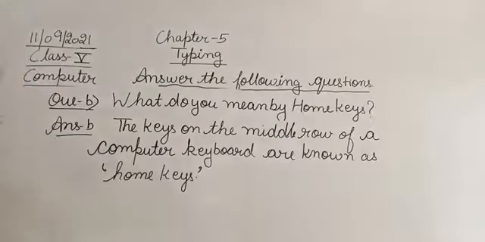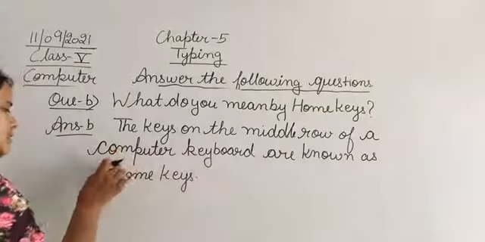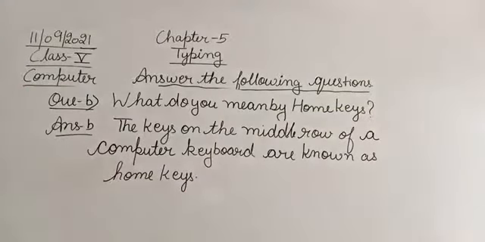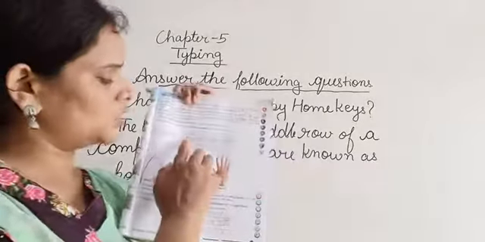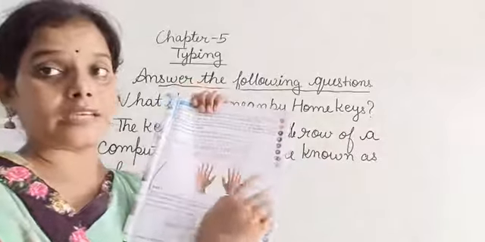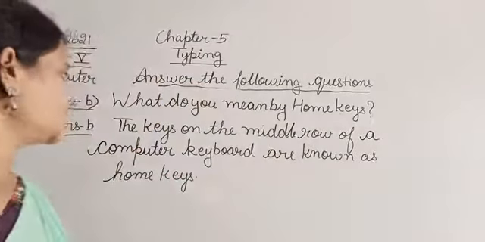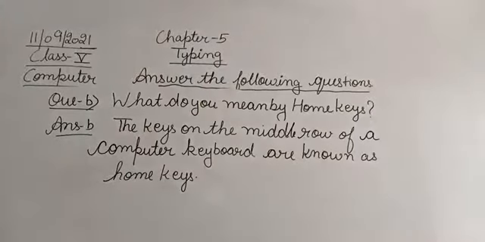Okay, or you don't need this, so you can just write it simply like this. The keys on the middle row of a computer keyboard are known as home keys. So as you can see here in the picture, these highlighted purple color keys, they all are home keys. So this is the answer for question number B. You can pause it here and note it down in your notebooks. This is the answer for question number 2 or B1. Let's move to the third one.